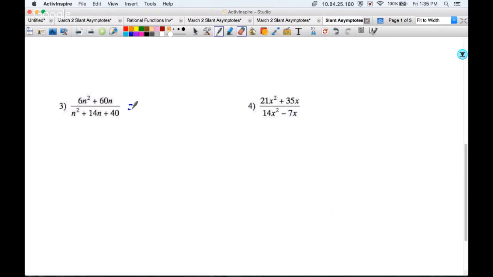Let's go ahead and factor, though. The top is going to factor into 6 times, actually I can pull out a 6n. They both have an n, so 6n times n plus 10. Accidentally wrote a squared.